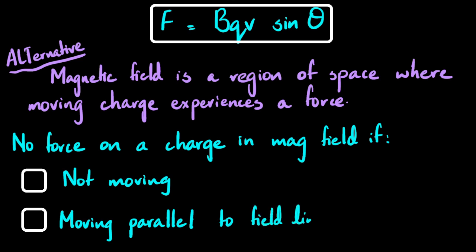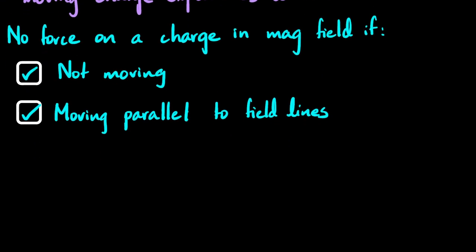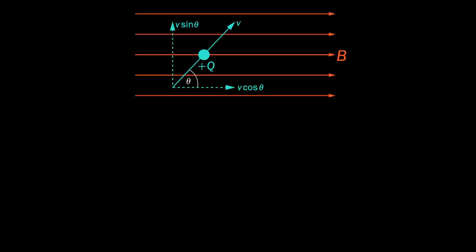So if either of these conditions are true, then in either of these cases you will not have any force exerted on a charge in a magnetic field. So let's have a look at the sine theta reasoning, which we've previously looked at. That was in the case of a current carrying conductor. This is in terms of a moving charge. So exactly what we were talking about moments ago.